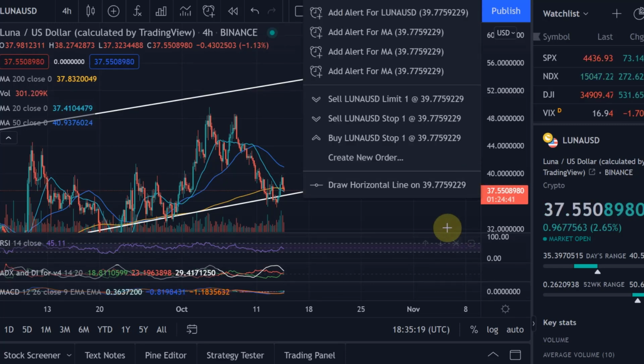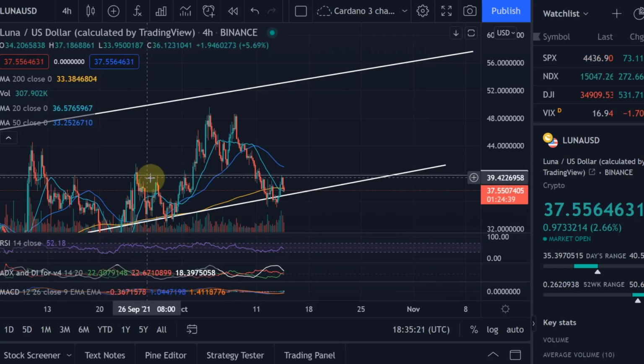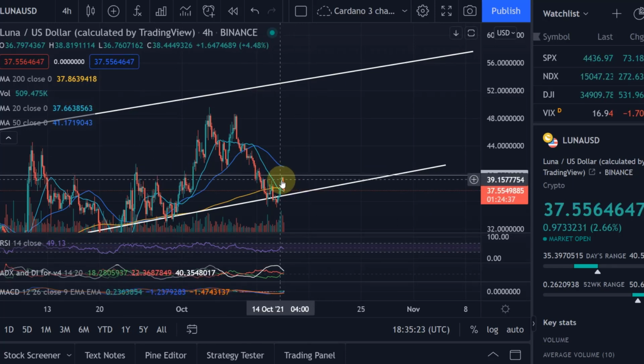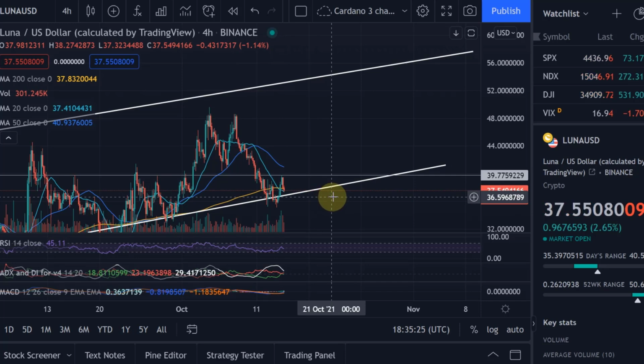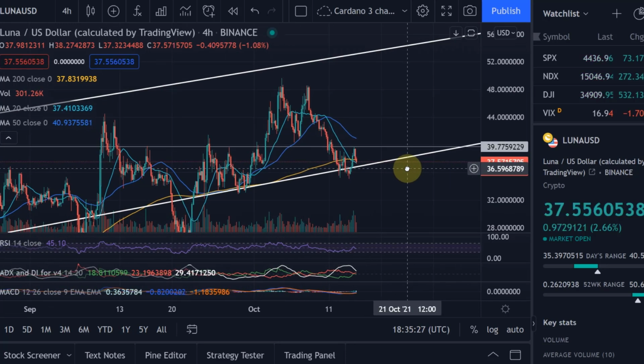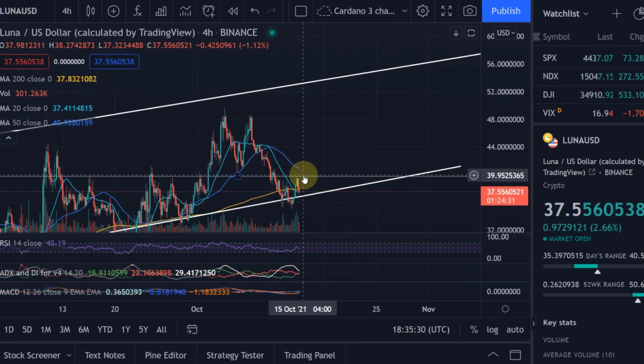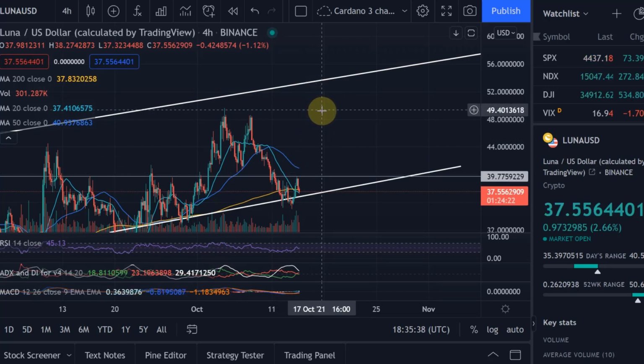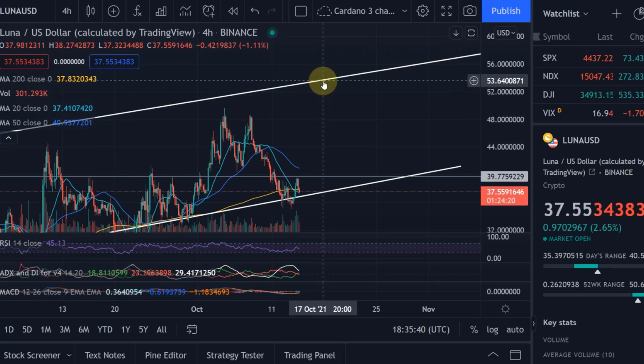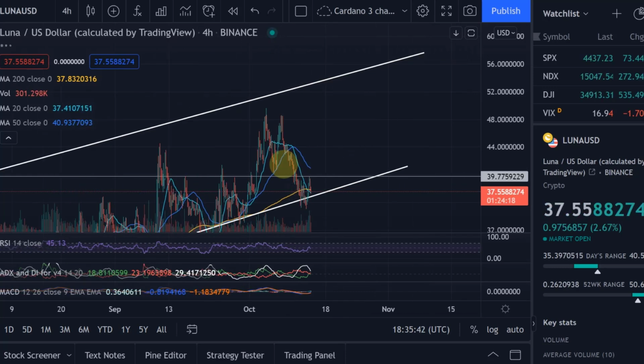It did it before. So if we draw a line here, you can have 1, 2, 3, 4 touch points before where we found resistance at that level. So for me personally, I would watch that level closely. If we break above the $40, that could be a trade entry for a short-term trade. Again, no financial advice, but from here we could go all the way up to 50 and maybe even to the top of that channel. So I think overall it's looking good.